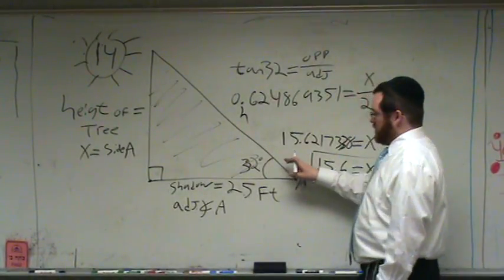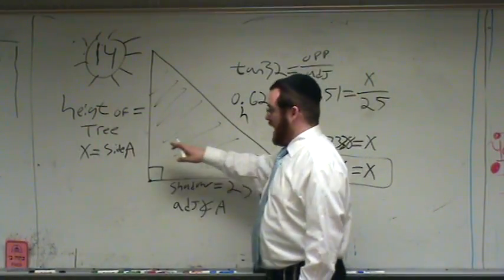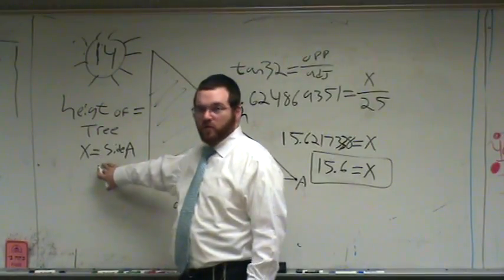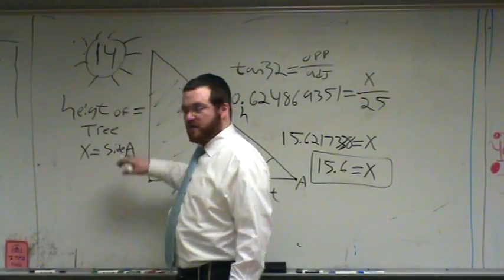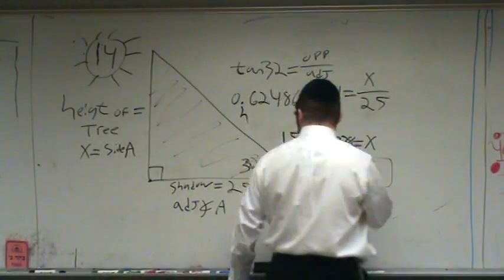Now, angle 32, we'll call this angle A. What's opposite angle A? Side A. The unknown that we want to know is the height of the tree. That's side A. We'll call that X. What else do we know?